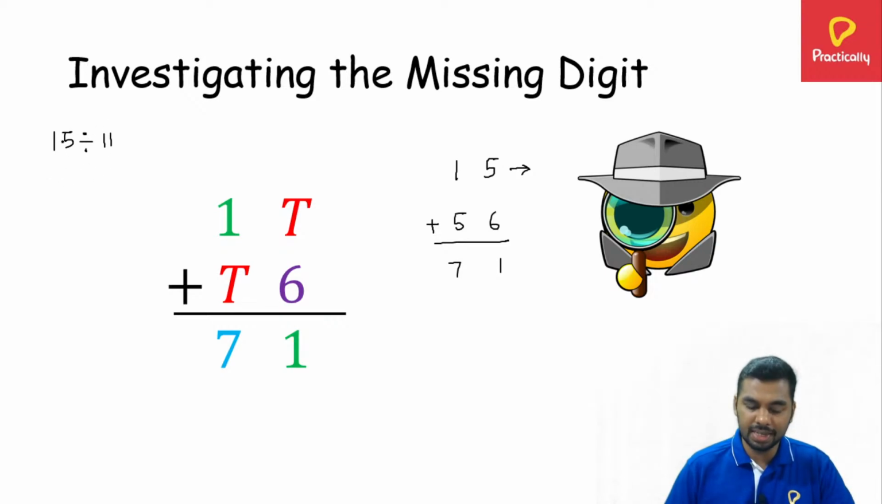The answer is quite easy here. The answer is 4. Why? Because 11 times 1 is 11. Remaining, you have 4 to go. So that is the remainder.